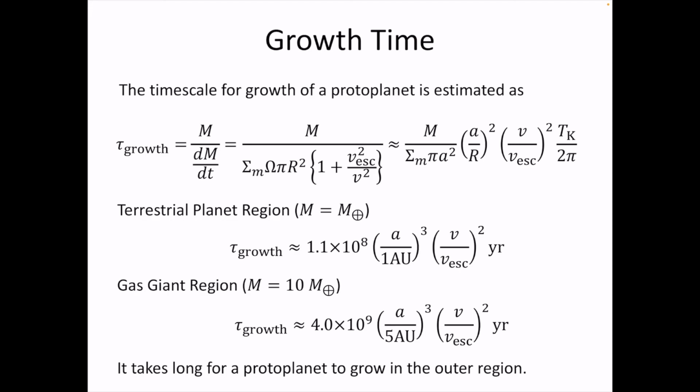In the gas giant region, we consider M equal to 10 Earth masses. Then the growth time scale is 4 billion years at a equal to 5 AU from our central star. So it takes long for a protoplanet to grow in the outer regions. A protoplanet in the outer regions needs to capture gas from a disk to become a gas giant planet before the gas is removed from the disk. The lifetime of a gas disk is observed to be about a few million years.